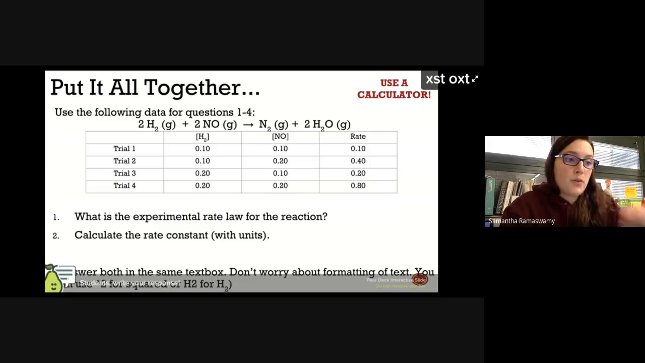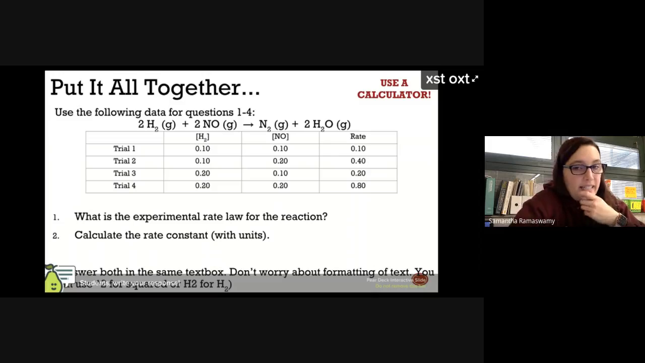And then once you have that rate law, pick one of the trials, plug in that information to the rate law, and solve for K. So if I'm going to pick trial 4, it doesn't matter which one you pick. When I used trial 4, I found my value of K to equal 100.